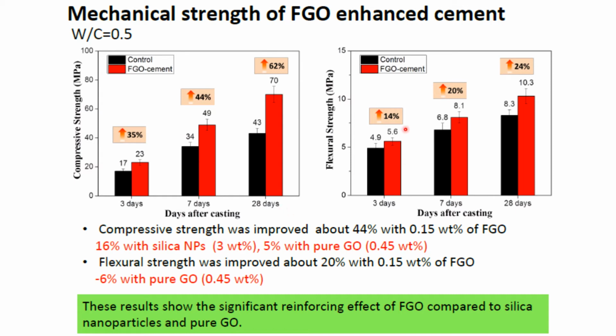Same thing is observed for the flexural strength, where 0.15 weight% of FGO addition leads to a flexural strength improvement of 20%, whereas they got 6% improvement in the flexural strength when they added 0.45 weight% pure GO. So this definitely implies FGO is much more effective in reinforcing cementitious composite, cement or concrete material than the conventional silica nanoparticle inorganic fillers as well as pure GO. So FGO has definitely unique features compared to GO.